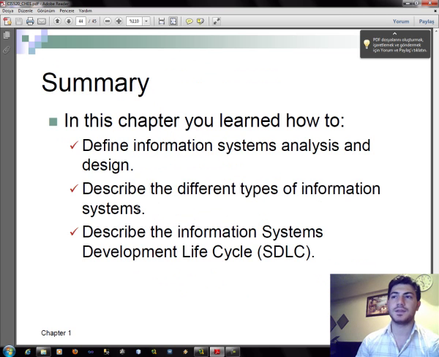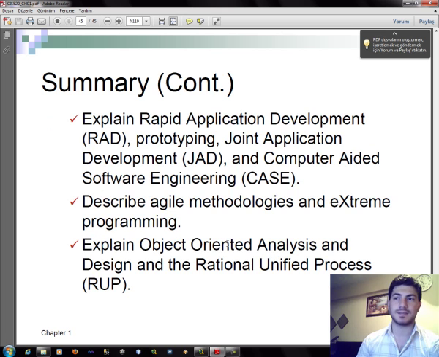In summary, in this chapter you learned how to define information systems, analysis and design, describe the different types of information systems, describe the information systems development life cycle, which means SDLC, explain rapid application development, prototyping, joint application development, and computer-aided software engineering, describe agile methodologies and extreme programming, and explain object-oriented analysis and design and the Rational Unified Process.